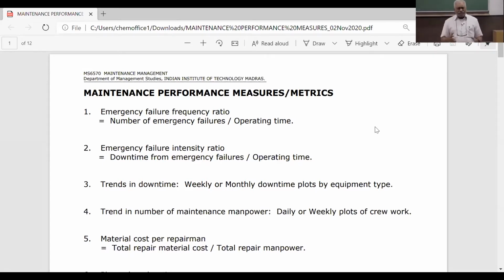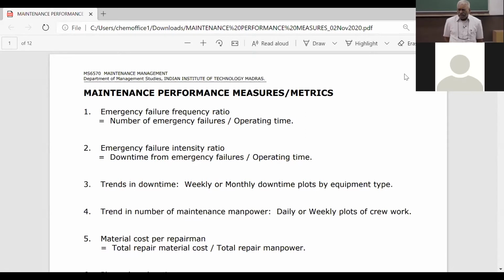So the first one, as you might have even guessed, what would you understand if the number of emergency failures is high in your opinion? What would you comment about the maintenance of that system? The maintenance is not good. Yes, Aryaman, correct. The maintenance is obviously poor if the emergency failures are high.